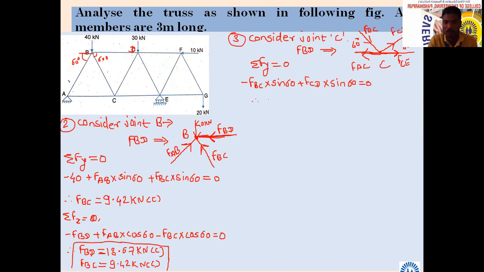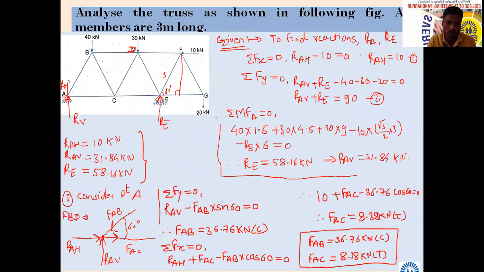From this, calculate FCD. Sin 60, sin 60 will get cancelled, so it will come as it is, I think, FCD. If I'm not wrong, FCD is equal to FBC. Yes, sir. 9.42.